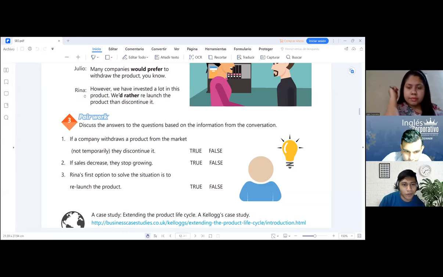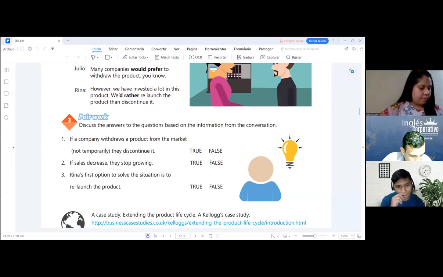However, we have invested a lot in this product. We'd rather relaunch the product than discontinue it. Yes, I think it's true. But the first one, I am not sure about the answer, because they're talking about if a company withdraws a product from the market, not temporarily, they discontinue it.